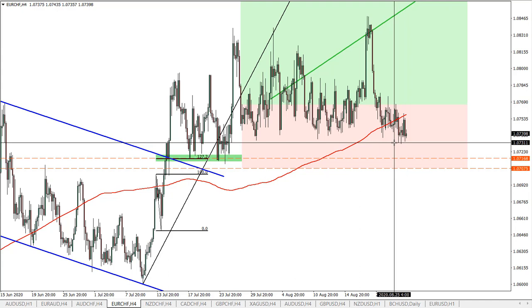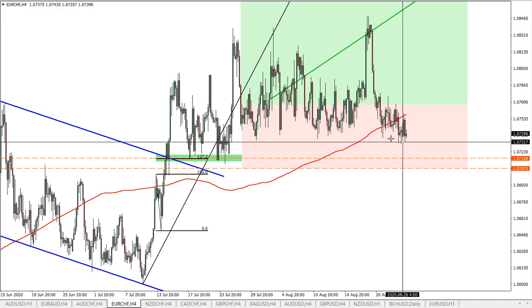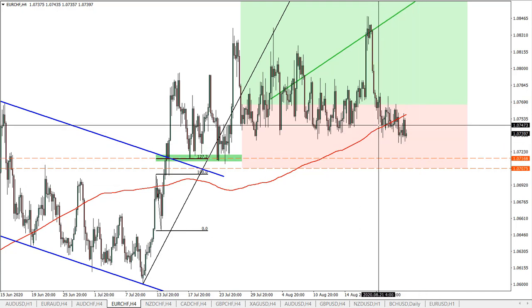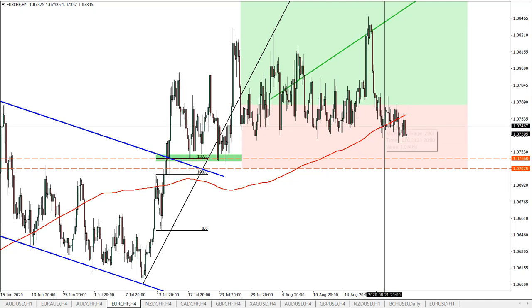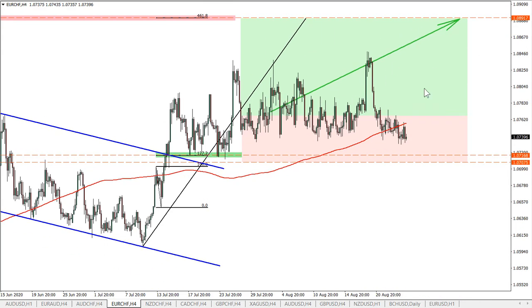Euro Swiss franc, it's in red, but as I expected, guys, there was a small spike below the previously made low, but the closing price failed to be below this low, which means that the moving average is valid. It's still acting as the support and looks pretty bullish. So I would expect the uptrend to continue.